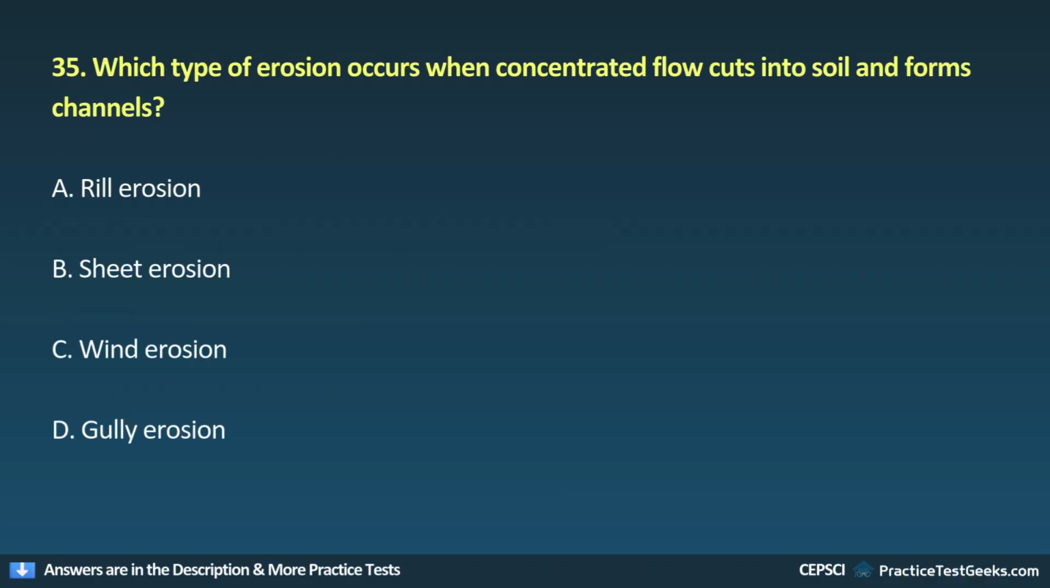35. Which type of erosion occurs when concentrated flow cuts into soil and forms channels? A. Rill erosion. B. Sheet erosion. C. Wind erosion. D. Gully erosion.